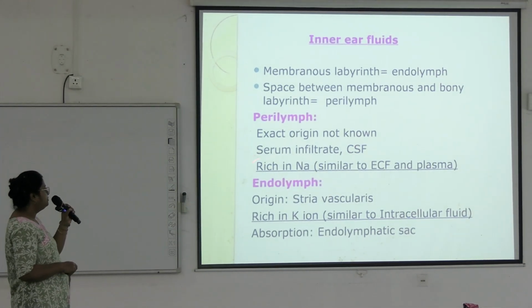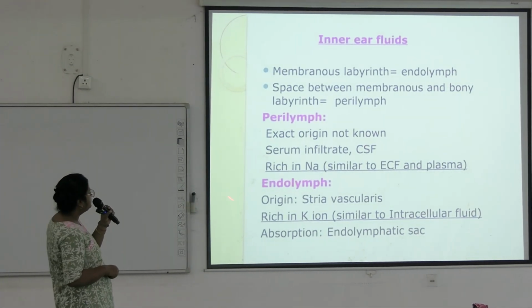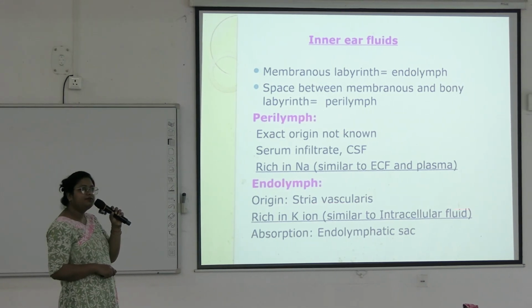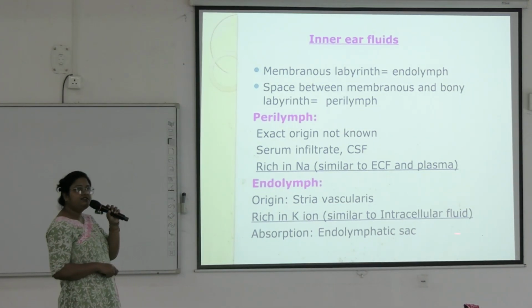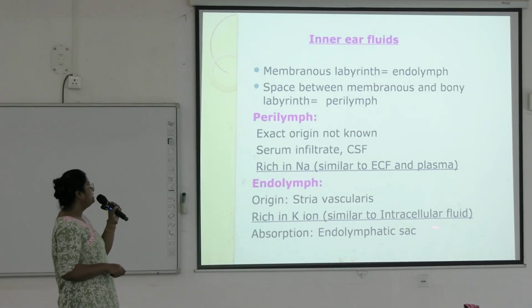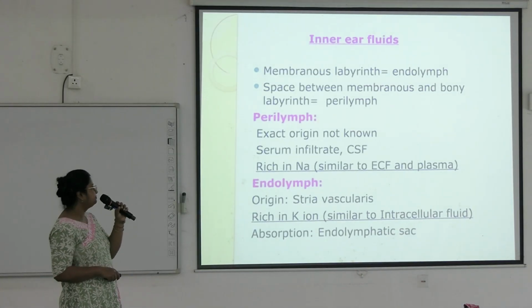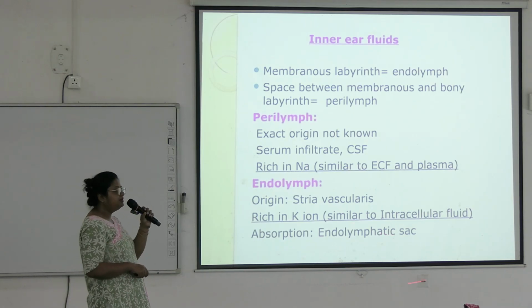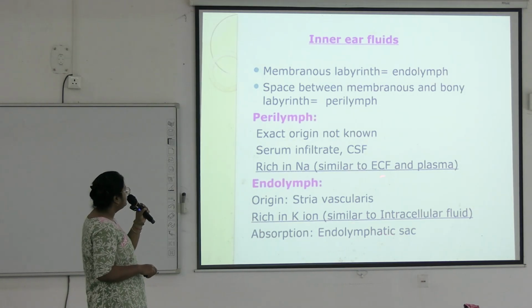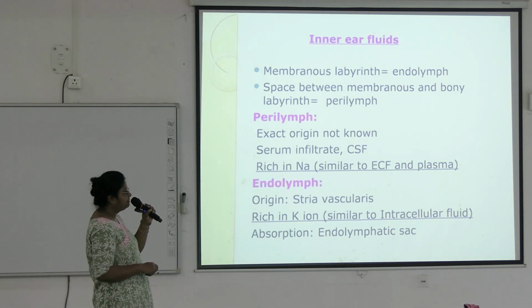Next we are going to endolymph. The endolymph's origin is the stria vascularis, and it is rich in potassium ion, and it is similar to intracellular fluid. Absorption of this endolymph occurs in the endolymphatic sac, which is connected to the CSF cavity.